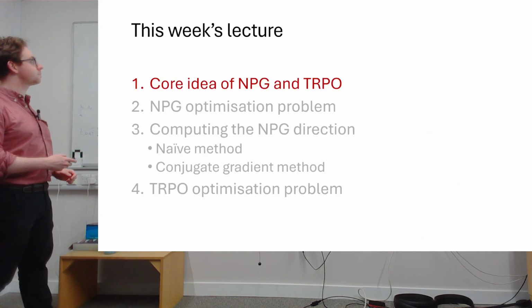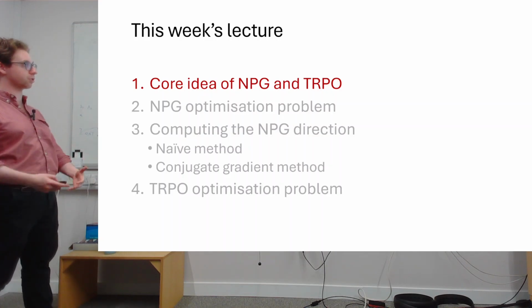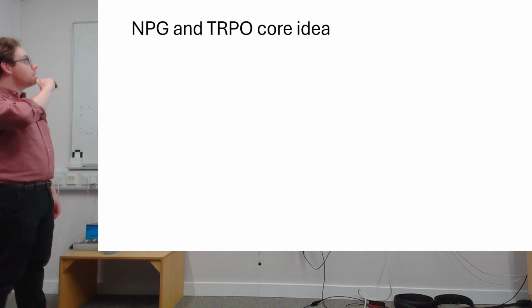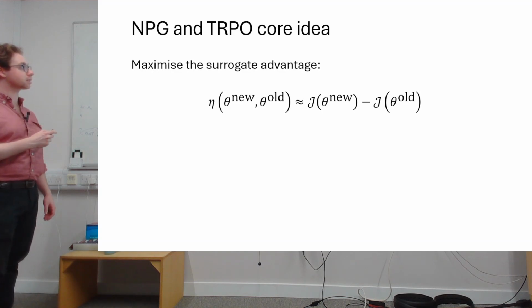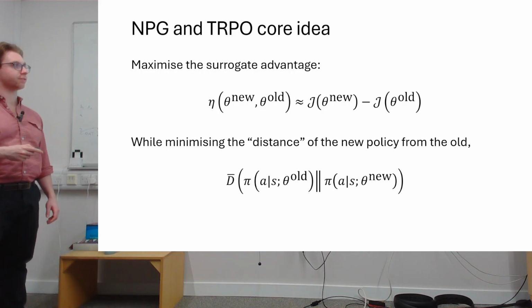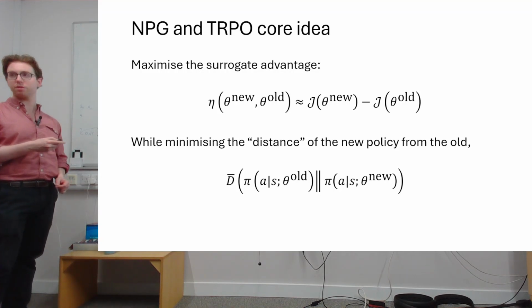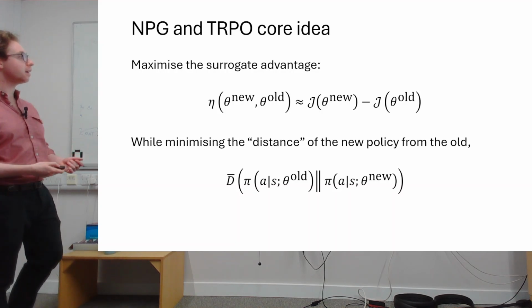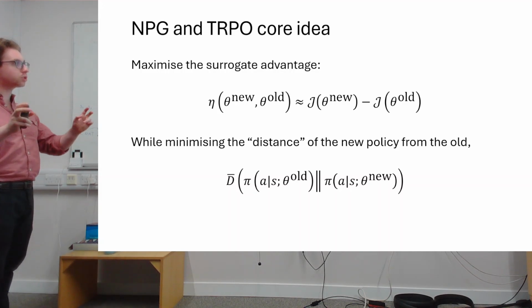Awesome. Okay, so let's move on to the core idea of the natural policy gradient method and the Trust Region Policy Optimisation. So the core idea is that we're going to try to maximize the surrogate advantage while minimizing a distance of the new policy from the old policy. So we know that the surrogate advantage approximates the policy improvement when the policies are close, right? And so the core idea is, well, let's try to maximize the surrogate advantage while constraining the new policy to be close to the old policy.